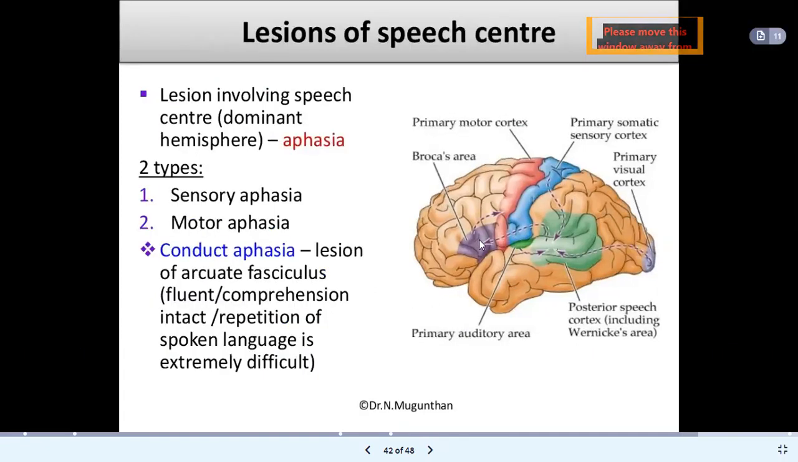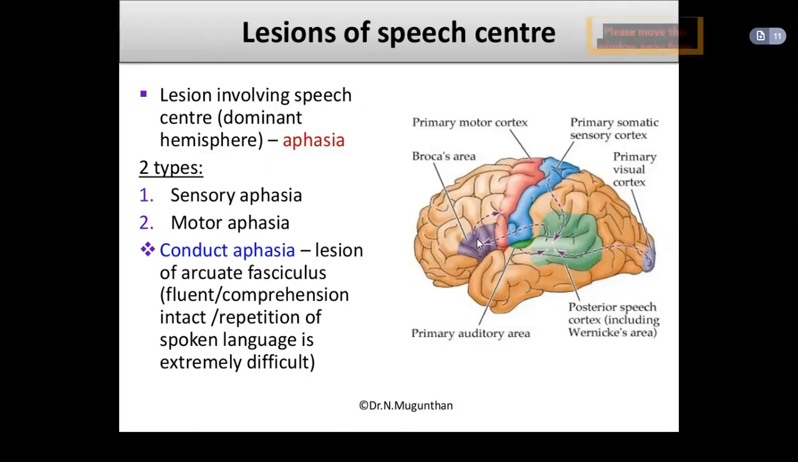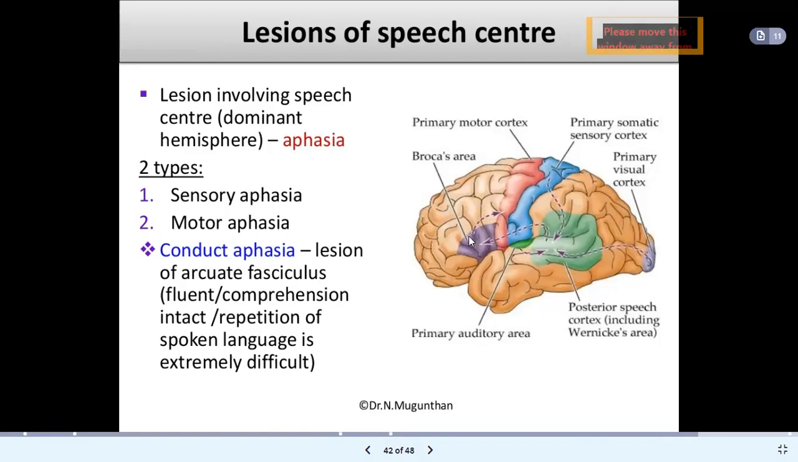Then lesions of the speech center, that is the dominant hemisphere, lead to a condition like aphasia, that means the person will not be able to speak. We have sensory aphasia and motor aphasia, both are there. Conduction aphasia is due to lesions of the arcuate fasciculus. The person will lose fluency, comprehension is intact, and repetition of spoken language is extremely difficult.